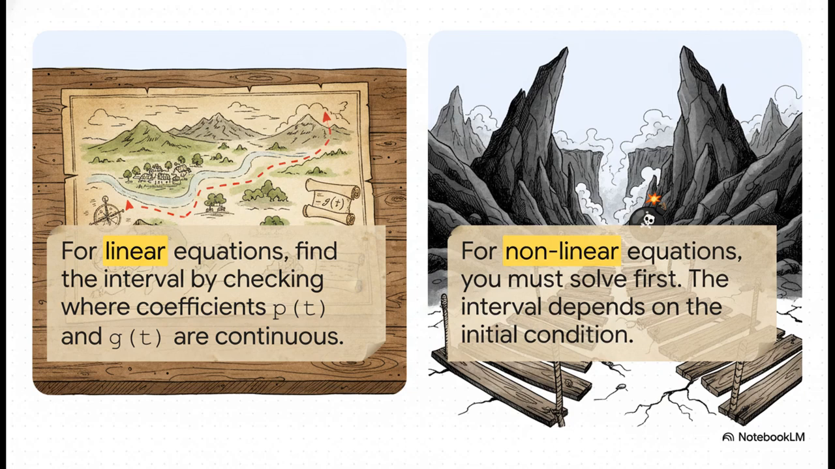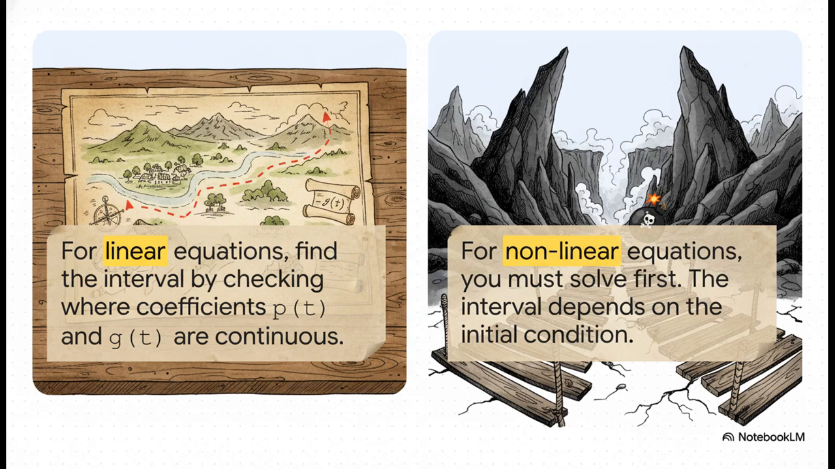For linear equations, over on the left, it's like having a map before you even start your journey. The big theorem for linear equations guarantees a single, well-behaved solution exists wherever your coefficient functions, p of t and g of t, are continuous. So all we have to do is check them for any breaks or gaps before we even think about solving.